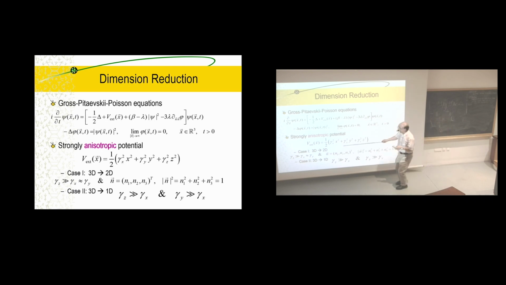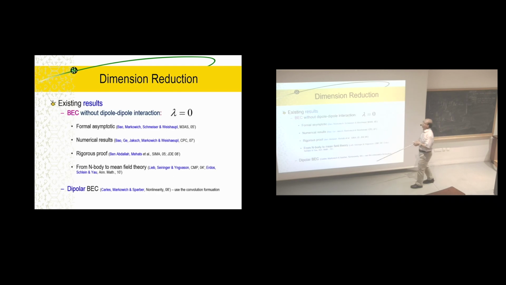So this case, if no lambda, of course the reduction is very simple. Now with this dipole orientation, the other case is going from 3D to 1D, or cigar shape: gamma z much bigger than gamma x, and gamma y also much bigger than gamma x. Of course, when lambda equals 0, there are a lot of existing studies, even formal asymptotics, numerical results, or even rigorous proofs, all done there.